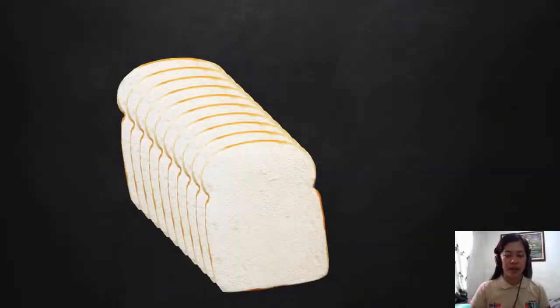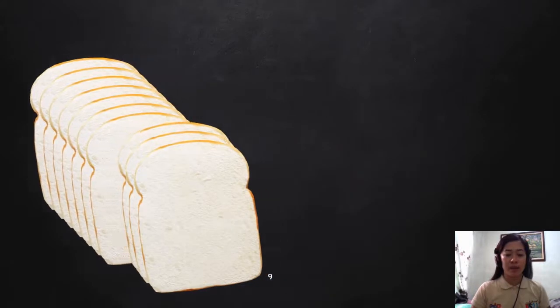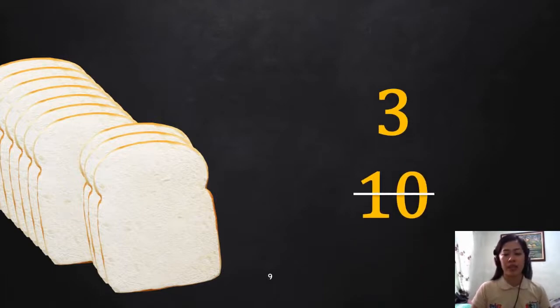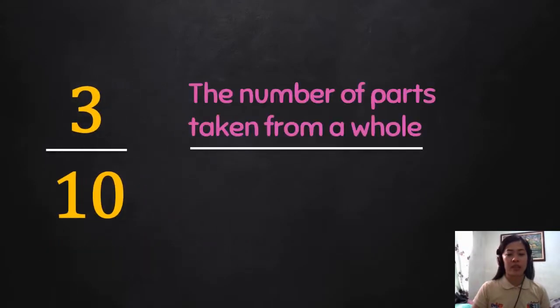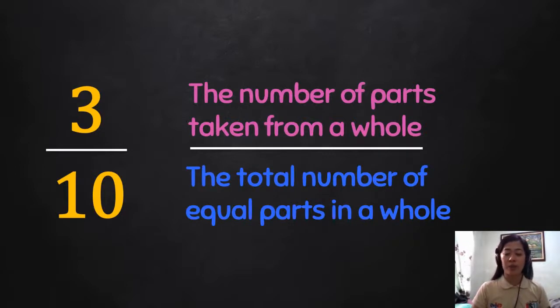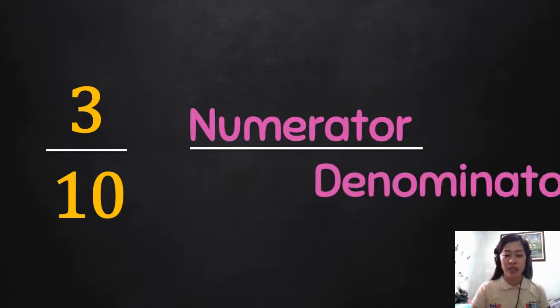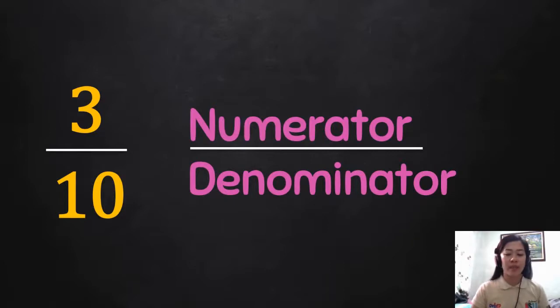So we have here bread. For example, you got hungry and you ate 3 slices or 3 pieces of bread. So what fraction of the whole bread was eaten? So in fraction, it's 3 over 4. Okay, so the number of parts taken from a whole is the top number, and the bottom number is the total number of equal parts in a whole. So the top number is what we call in fraction as numerator, and the bottom number is what we call denominator. Again, numerator is the number of parts taken from the whole, and the denominator is the total number of equal parts of the whole.